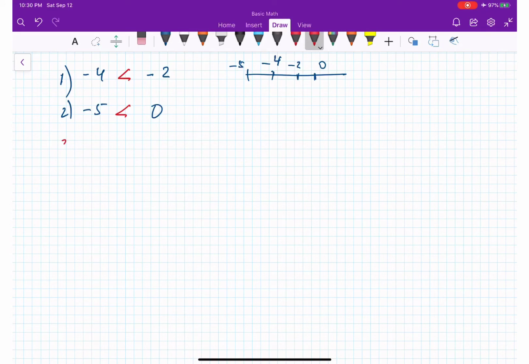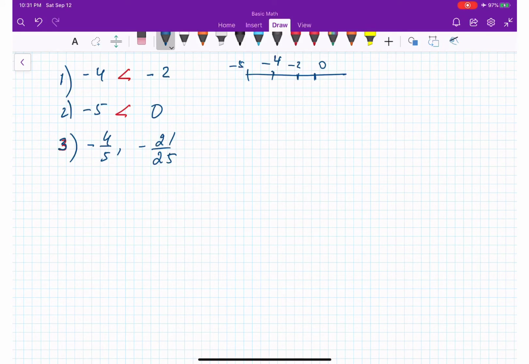Another one. Let's take the next example. Number 3. So we have -4 over 5 and we have -21 over 25. We need to find out which fraction is lesser of the two. Select the lesser of the two given numbers. Okay, which one is less?